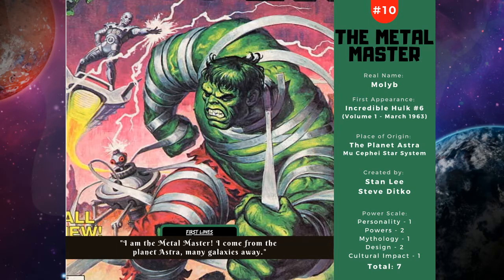So the Metal Master comes from the planet Astra, and his planet, their occupants all had the same power, so they all can manipulate metal at a molecular level. So it's a little different from someone like Magneto, who has control over essentially magnetism, whereas the Metal Master actually can control the metal itself at a molecular level. So you can see in the picture where he's using a metal tower, forms ribbons out of it to attack the Hulk.